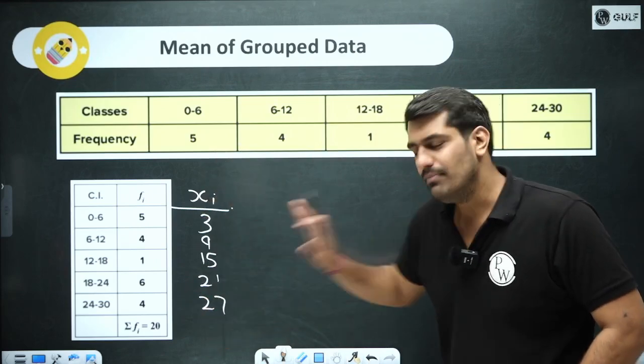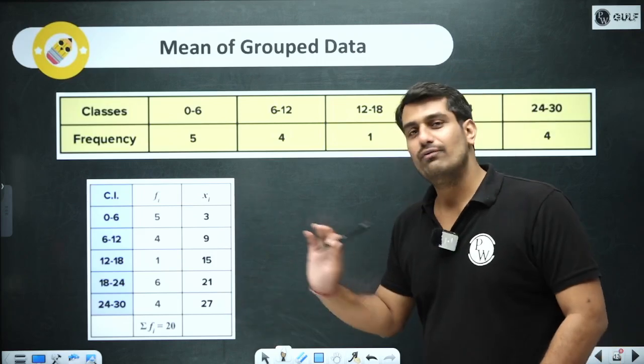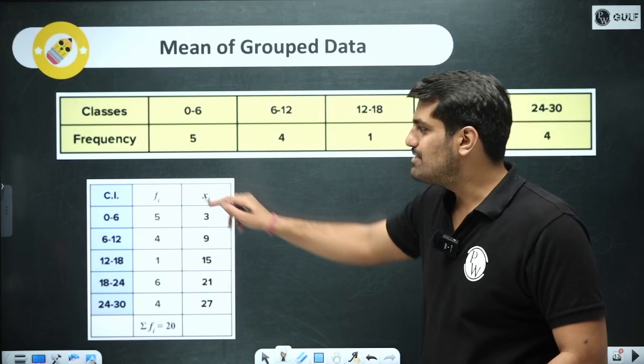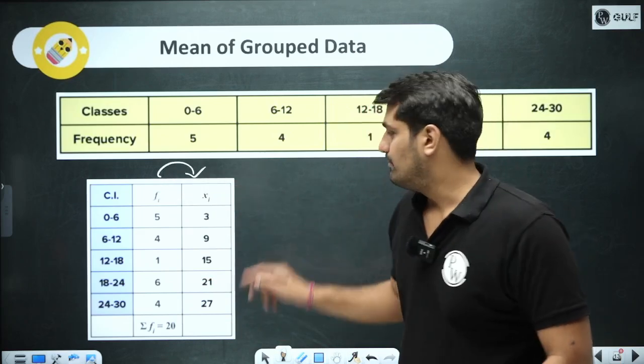Make up the next column indicating what? Class marks. So we are having the class mark xi written over here. We have done the addition of frequencies, right? Now, the next thing you have to do is multiply this column with this column. Frequency with xi. I told you the reason.